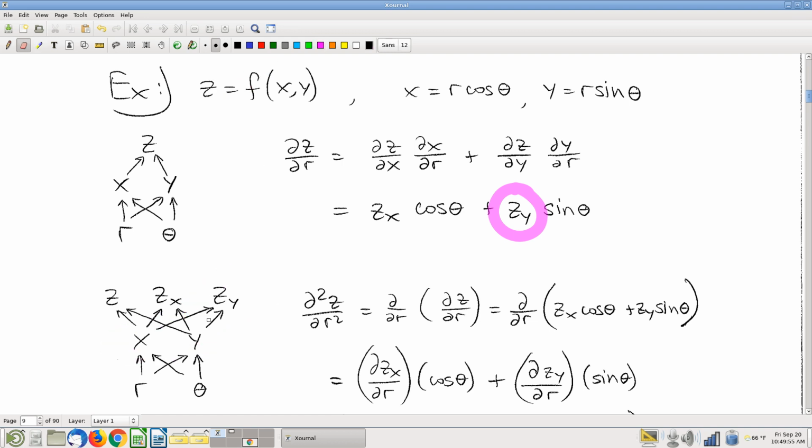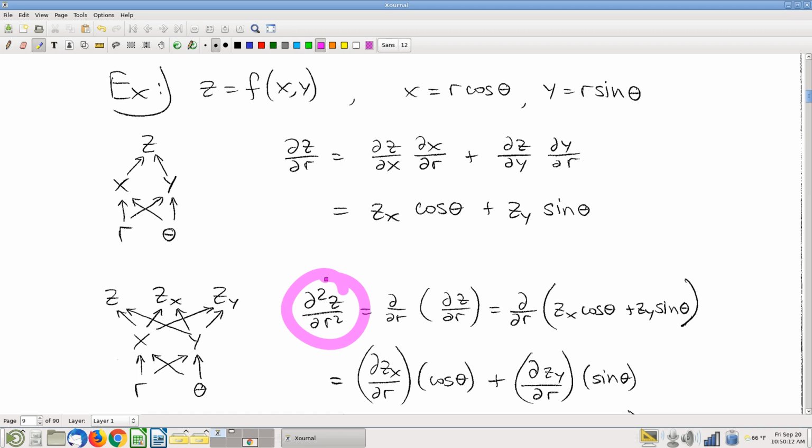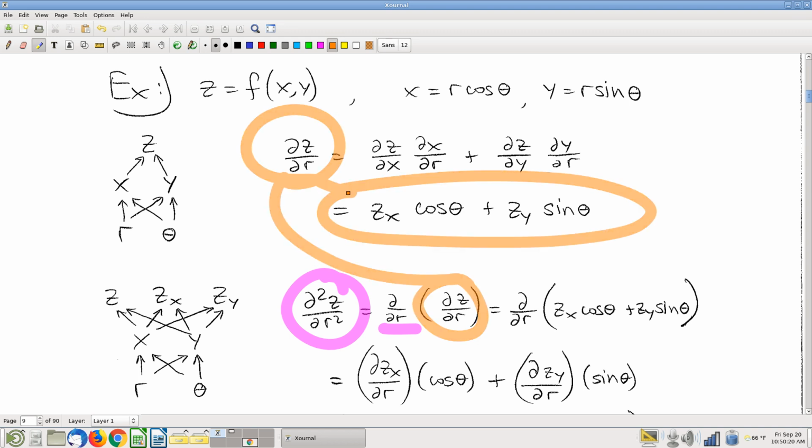And now we've got a diagram to work with. This diagram is going to be our guide, our informant of how to take partials with respect to r as we proceed here. All right, so here we go. To get this second partial, I'm going to literally look at the r partial of this previous r partial that we just got through computing. Just going to do an r partial of that thing.